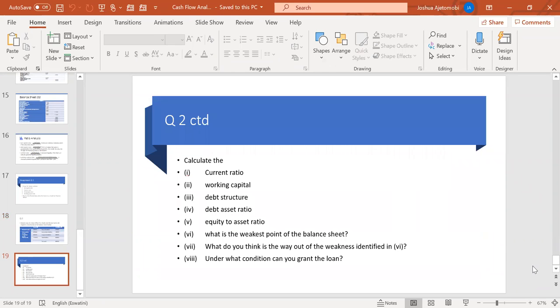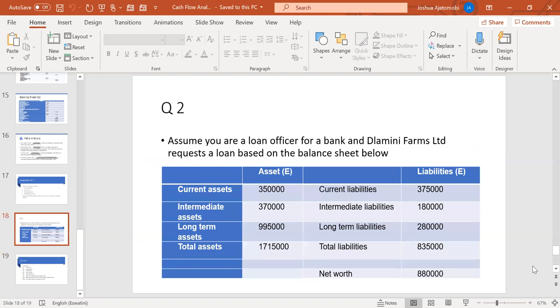And the question now: calculate current ratio, working capital, debt structure, debt asset ratio, equity to asset ratio. What is the weakest point of the balance sheet? What do you think is the way out of the weakness identified before? Under what condition can you grant the loan? So I hope the questions are very clear.